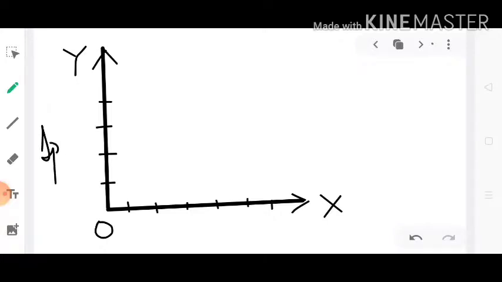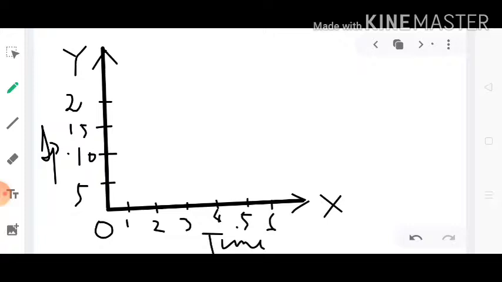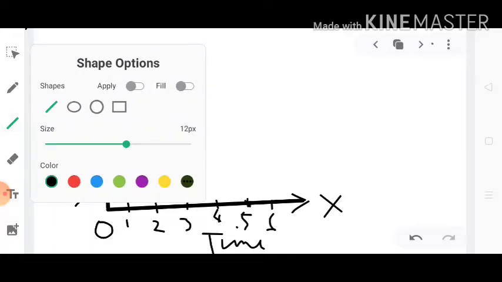Now I am marking the values of speed along the y-axis and time along the x-axis. Why am I doing it? That I have already explained in my previous class on graph. Speed is the dependent quantity, time is the independent quantity. So for time I have maintained a gap of 1, and for speed a gap of 5 has been maintained. So at time 0, what was the speed? 15, and at time 5, what was the speed? 0. So we have to join these 2 points, isn't it?